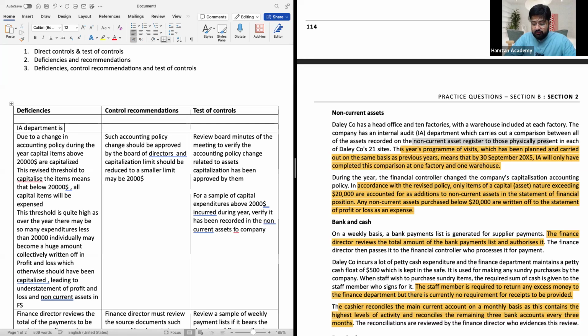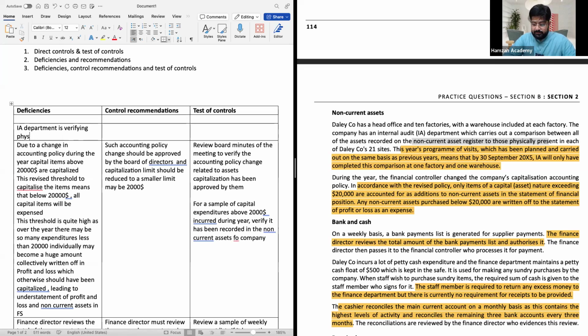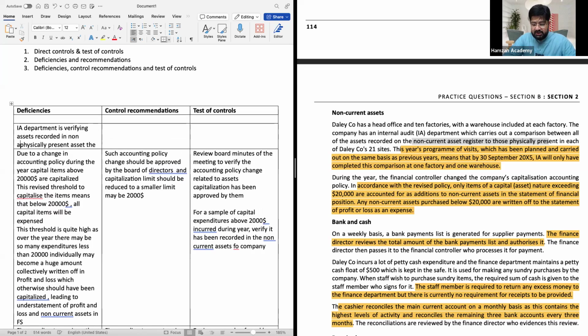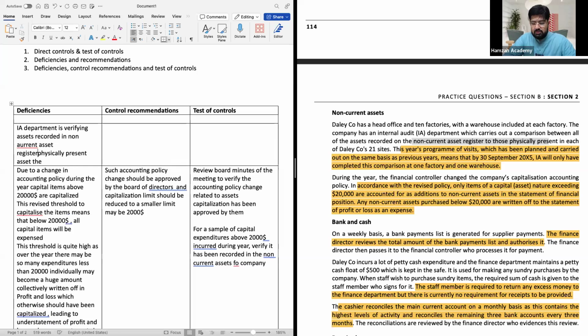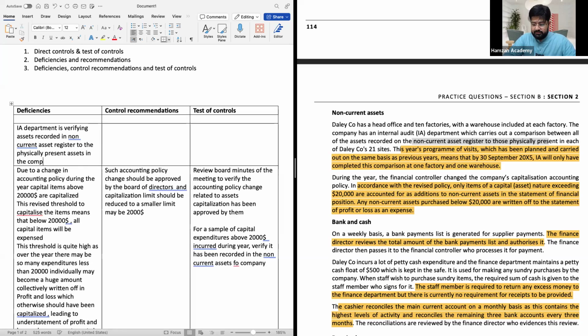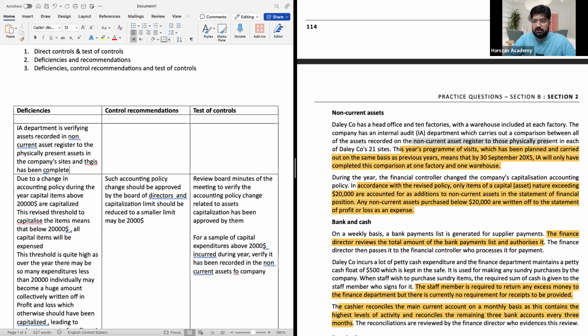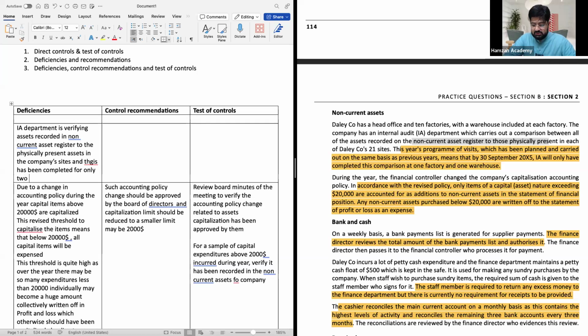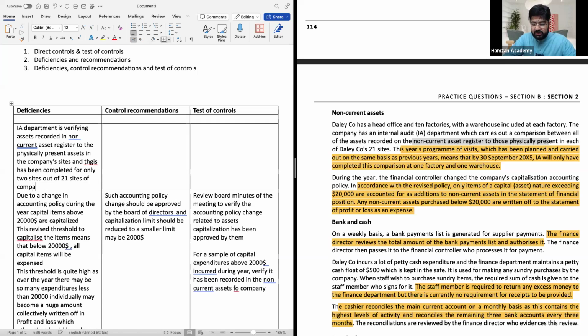So the internal audit department is verifying assets recorded in the non-current asset register to the physically present assets in the company's sites, and this has been completed only for 2 sites out of 21 sites of the company.